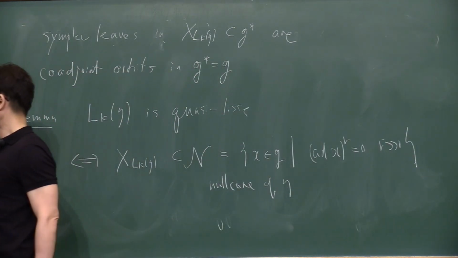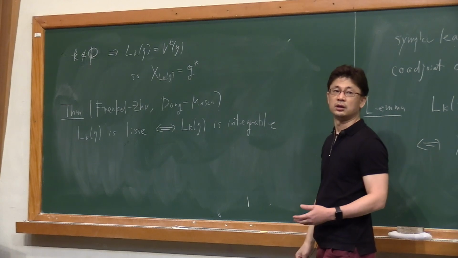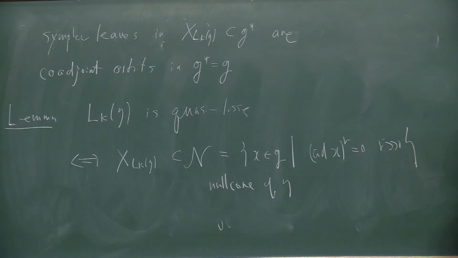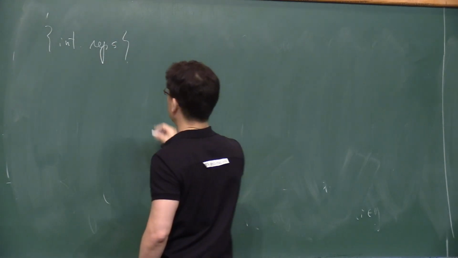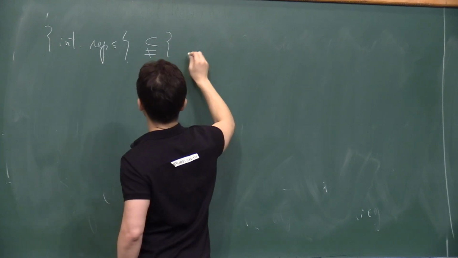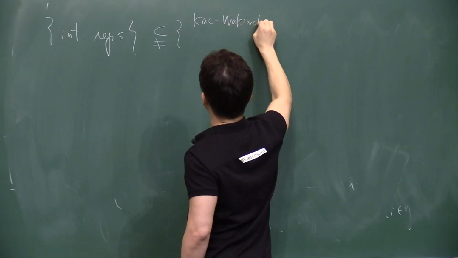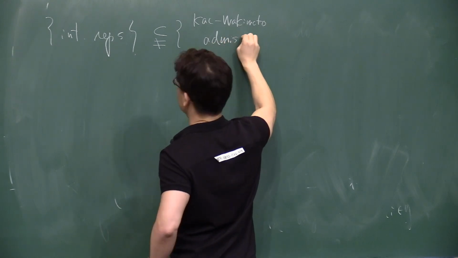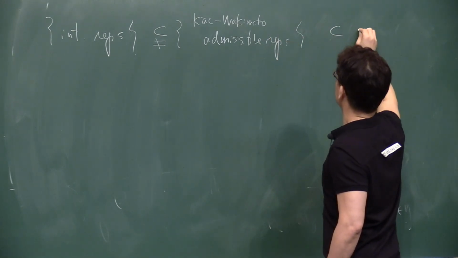And we know that when L_k(g) is integrable, the associated variety is just a point. So we want to look for more general representations, and there is a candidate for such a representation. Integrable representations of affine Kac-Moody algebras are contained in the set of so-called Kac-Wakimoto admissible representations, which still lie in the category O.